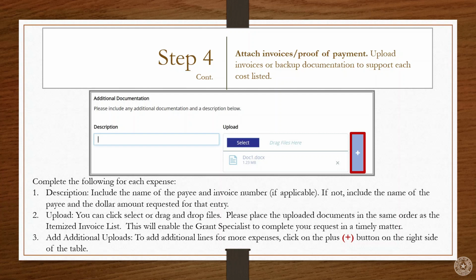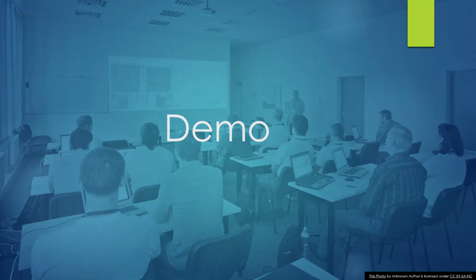Please place the uploaded documents in the same order as the itemized invoice list page. This will enable the grant specialist to complete your request in a timely manner. Also, to add additional lines for more expenses, click the plus button on the right-hand side of the table. Now we will show you a demo.